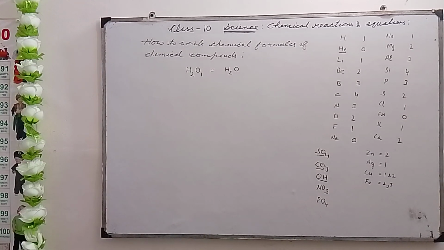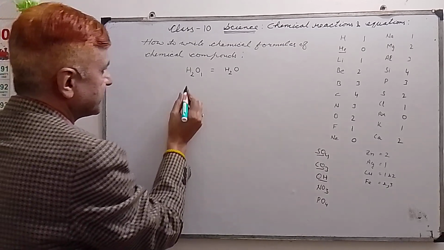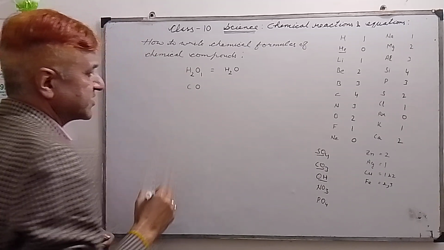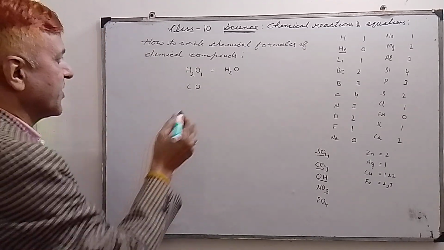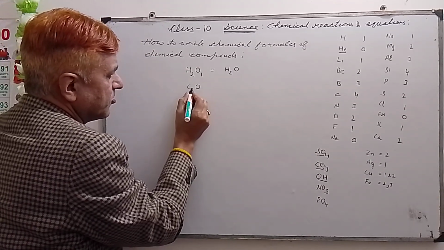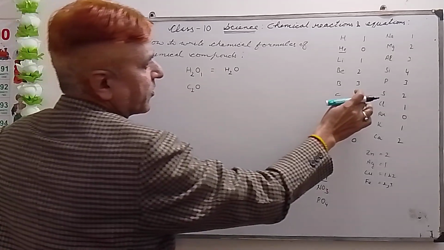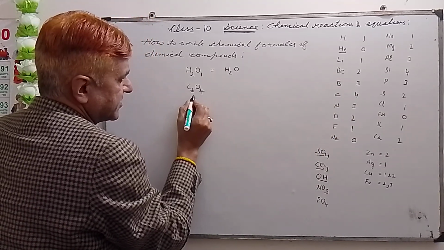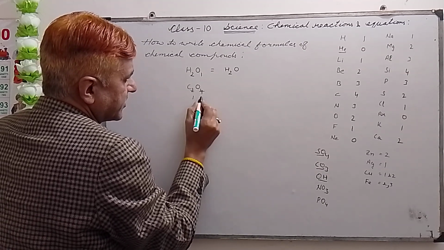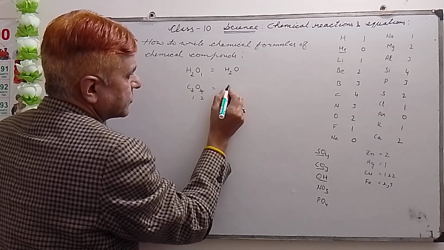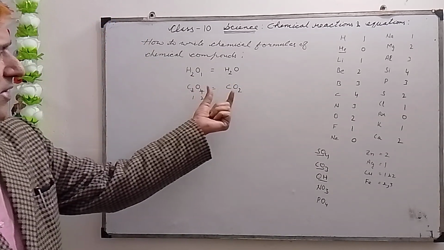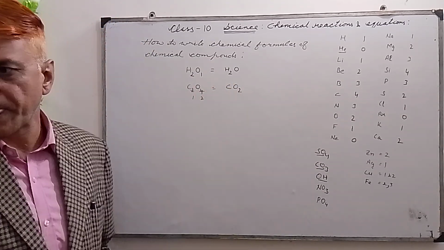Then we have carbon dioxide. Carbon dioxide is made up of carbon and oxygen atoms. Again, the valency of oxygen is 2 and the valency of carbon is 4. So 4 will be written here, and you can cancel these. So this is equal to CO2. This is the chemical formula for carbon dioxide, CO2.